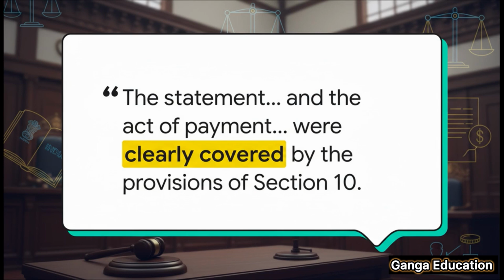Well, the Supreme Court's answer was a resounding yes. It ruled that since Badri Rai's payment was made to further their common intention of hushing up the case, it was absolutely admissible as evidence against Ramji under Section 10.